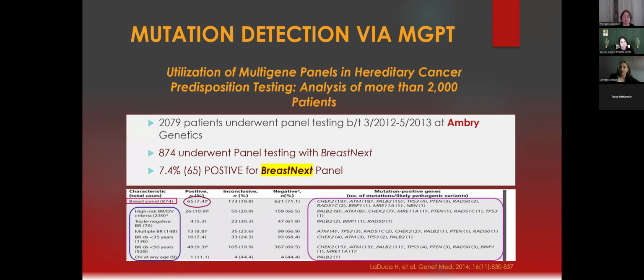What we found was that 65 of those patients, or 7%, tested positive for another cancer susceptibility gene outside of BRCA. You can see 19 were CHEK2, 18 were ATM, and PALB2 was 15. TP53 led the remaining 4 of them, then PTEN, RAD50, RAD51C, BRIP1, MRE11A, NBN, and it just goes on and on. But the point is that we should be sequencing more than one genetic syndrome at a time, essentially.